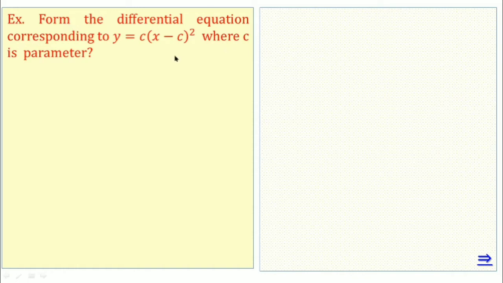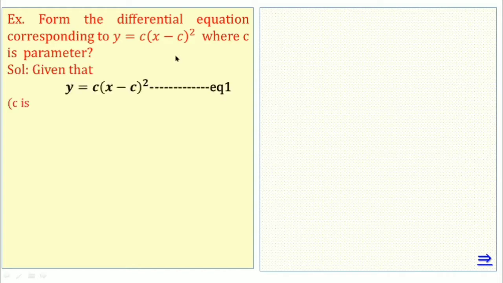So first of all, we write the given equation. Given that y is equal to c into (x minus c) whole square, we are taking this as equation 1, where c is a parameter. Now we differentiate equation 1 with respect to x.